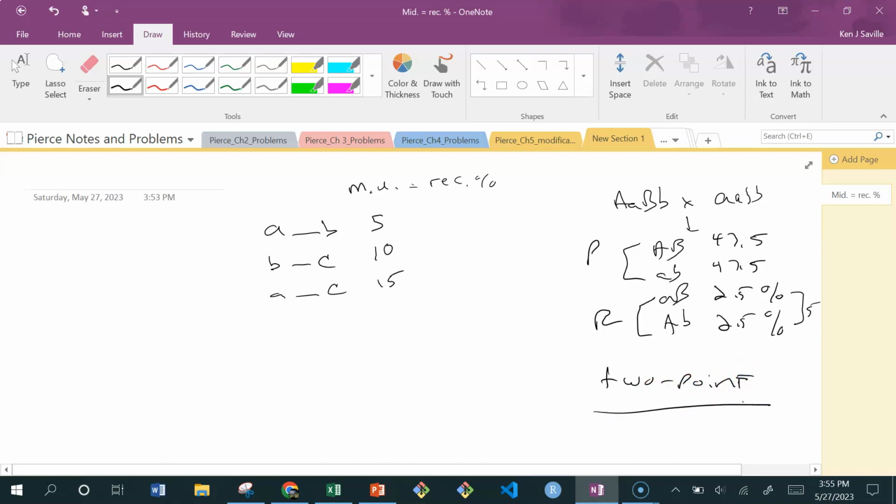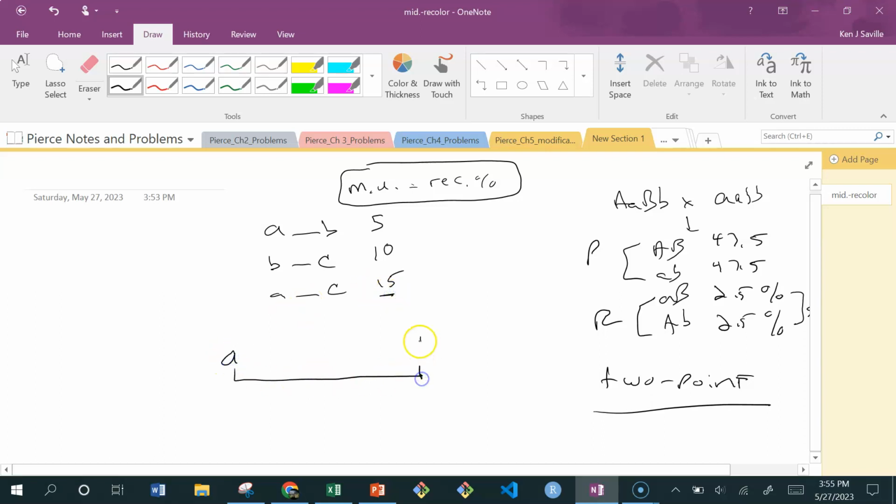Later on, you can do 3-point crosses. I don't know if we'll get to that. But no matter how you do it, map unit always means recombination percent. And so now that we have this information, we can put a map together of the relationship between these genes. So we know that A and C are 15. The best way to do this is to take the biggest number, and say, well, we know those are the farthest apart, and that's 15.